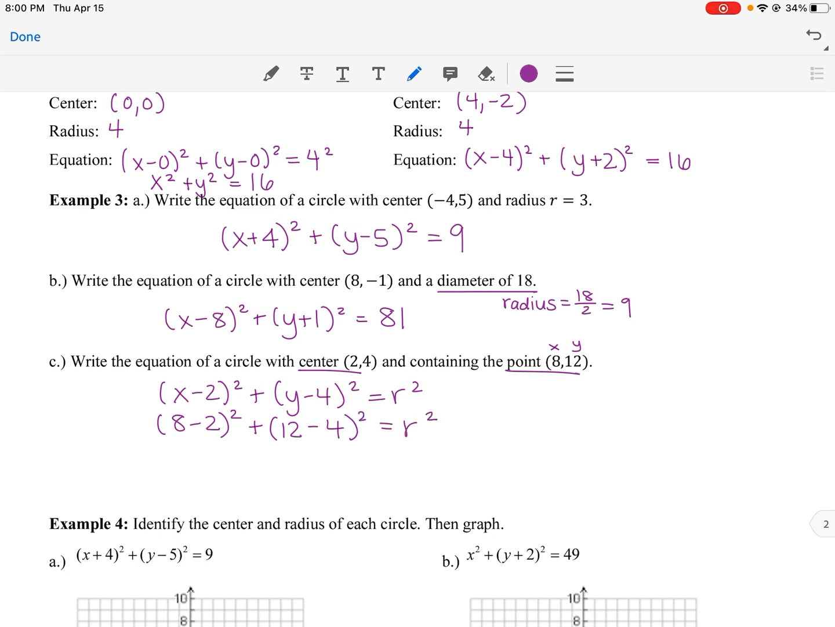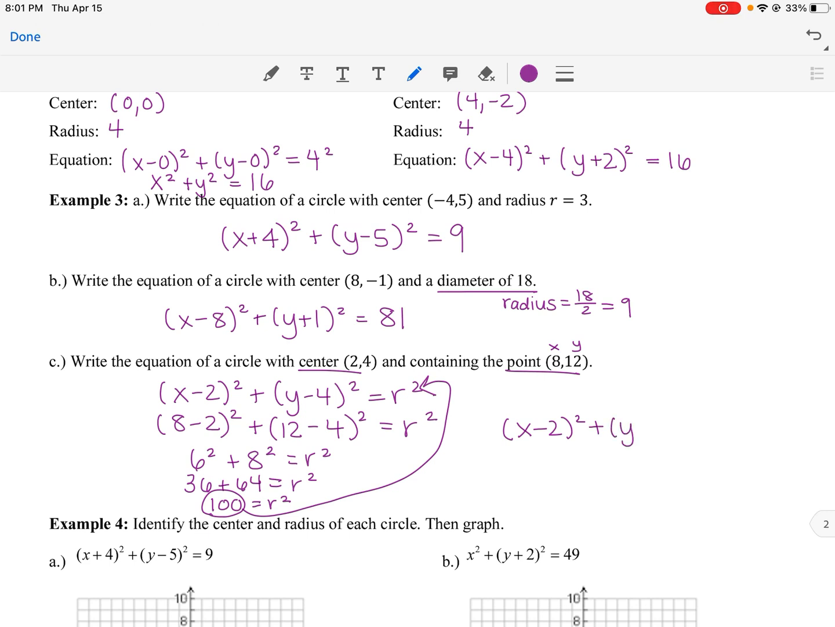So 8 minus 2 is 6 squared, plus 12 minus 4 is 8 squared, equals r squared. So we've got 36 plus 64 equals r squared. So we end up with 100 equals r squared. You could take it another step and take the square root such that the radius is 10, but really I just needed this value of r squared to plug in my equation and make it complete. So my equation would be x minus 2 squared plus y minus 4 squared equals 100.